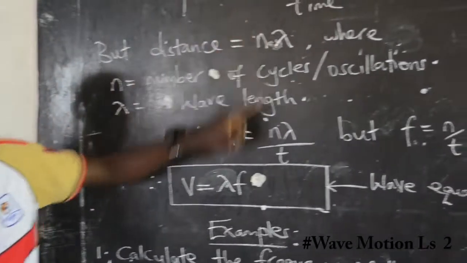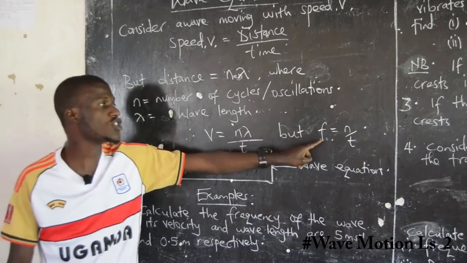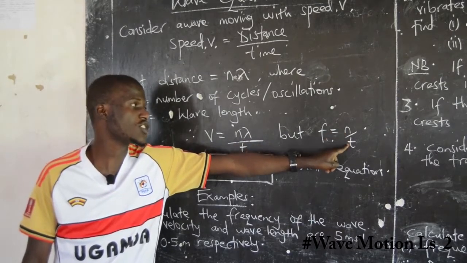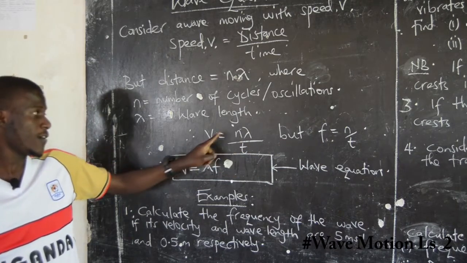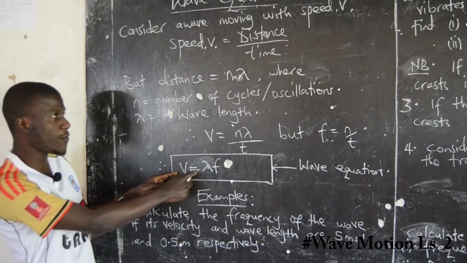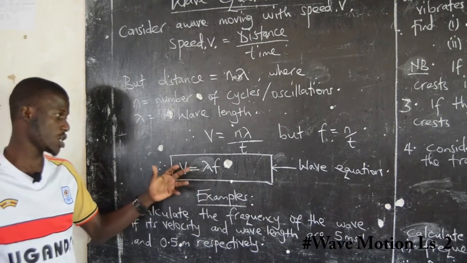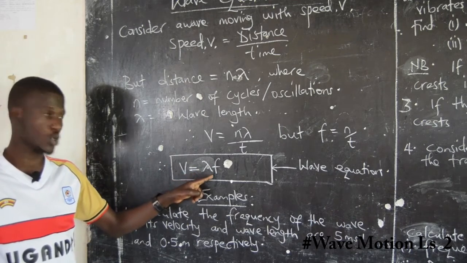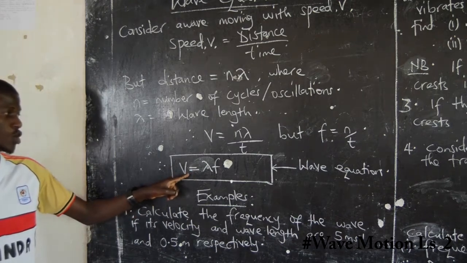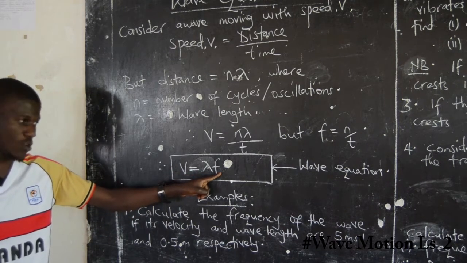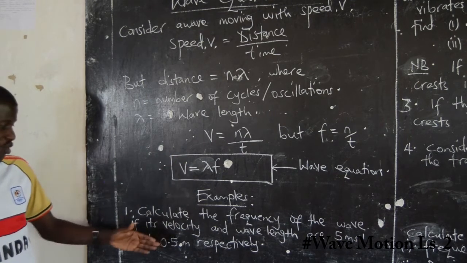Therefore, if you substitute n lambda for the distance, over the time, remember that frequency is the number of vibrations a wave makes per second. Where there is n over t, we substitute f. Velocity becomes lambda f. This equation is very important. At O level, they will not ask you to derive this equation, but you need to put it into your mind: v equals lambda f, the wave equation, or velocity is equal to wavelength times frequency. Now we are going to see some examples whereby we can apply this equation.